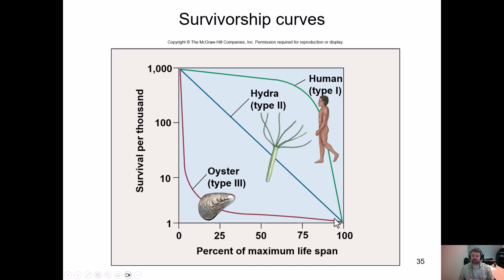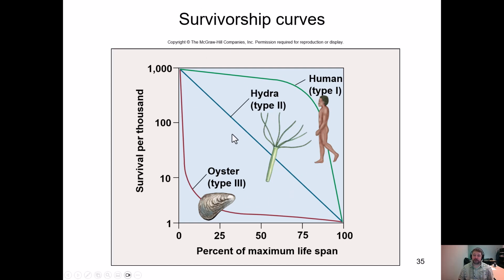Okay, other organisms have a type 2. Okay, pretty consistent. This is showing a hydra, which is like a group of Cnidarians, hydra are typically freshwater. They look like upside down jellyfish. But lots of organisms have type 2 kind of situation where they produce a moderate amount of offspring, and they have basically a consistent death rate or mortality rate.